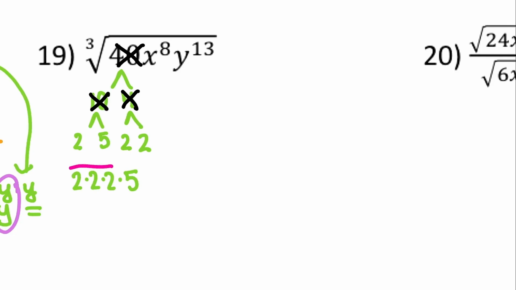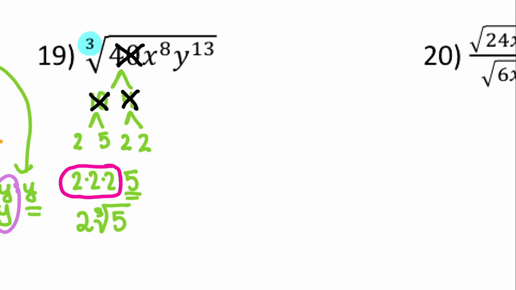And you can see here that we have a group of 3 terms. Now we're looking for 3 because our index is 3. So this is going to simplify to 2 times the cube root of 5, because that one is left over.